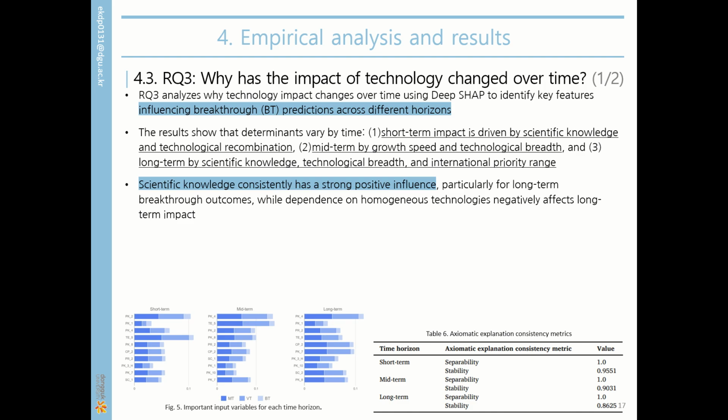Short-term impact is mainly influenced by scientific knowledge and technology recombination, while mid-term impact is related to growth, speed, and technological breadth. For long-term impact, scientific knowledge, technological breadth, and international priority range play important roles. Among these indicators, scientific knowledge consistently shows a strong positive influence on breakthrough technologies, especially in the long term. In contrast, dependence on homogeneous technologies negatively affects long-term technology impact.